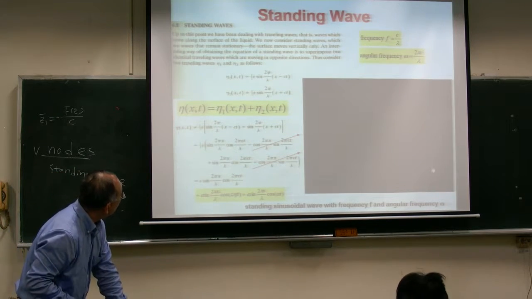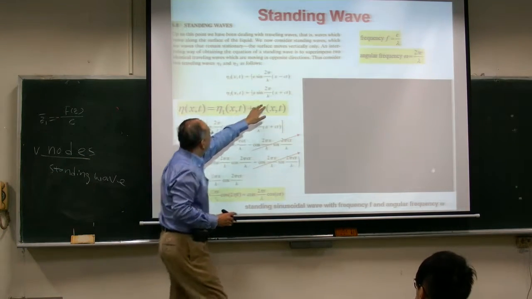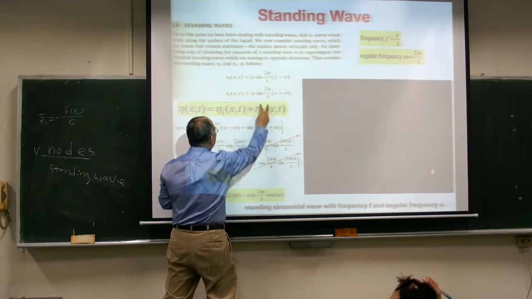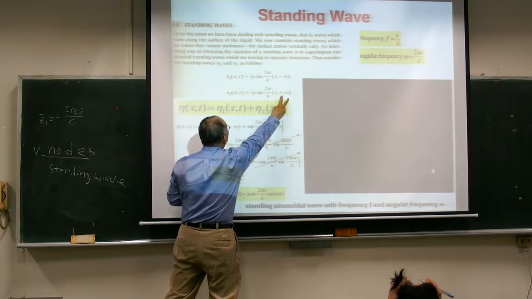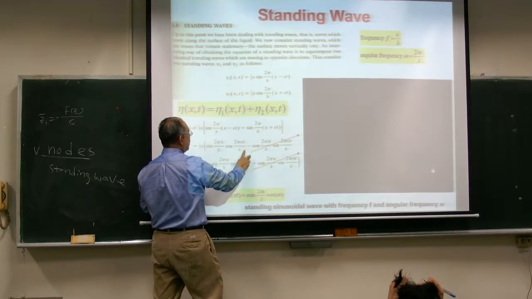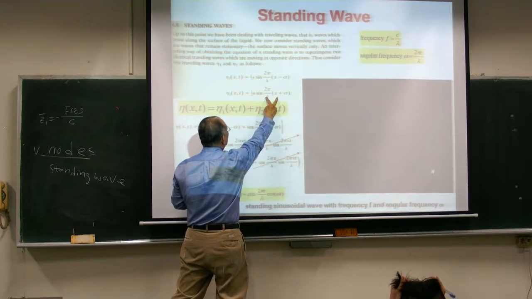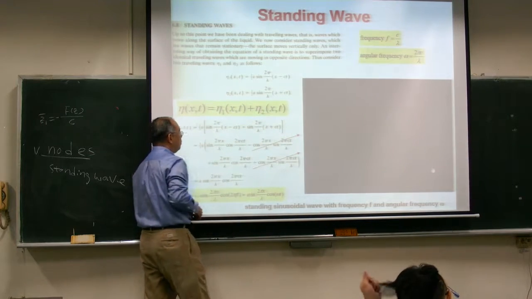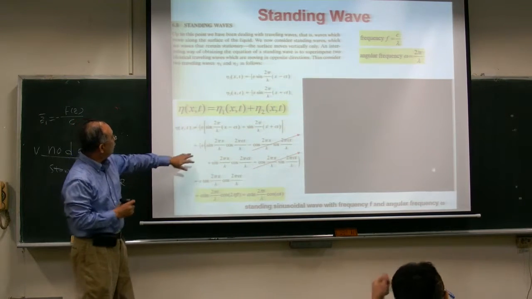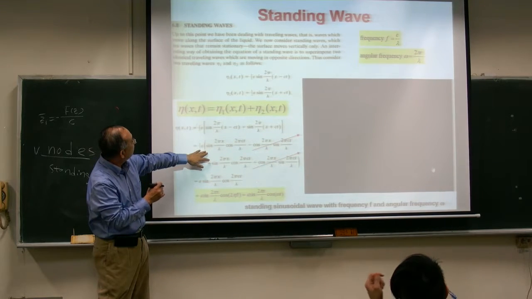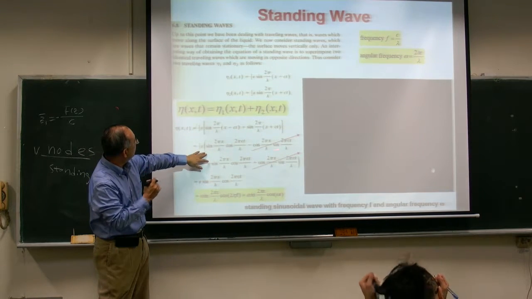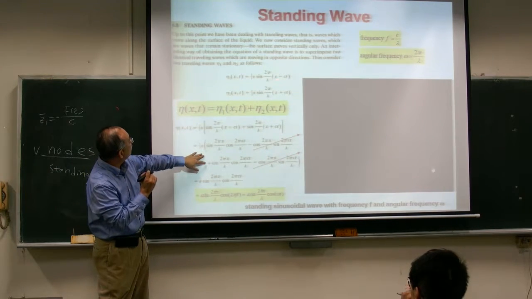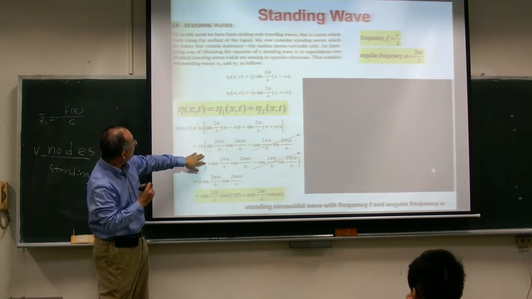Then using sine of alpha plus beta, which gives sine cosine minus cosine sine, right? So this is sine of 2 pi x over lambda times cosine of 2 pi over lambda ct, minus cosine of this times sine of this, right? I can use the formula. From this formula here I can have the first one, and the second one here I can have this.